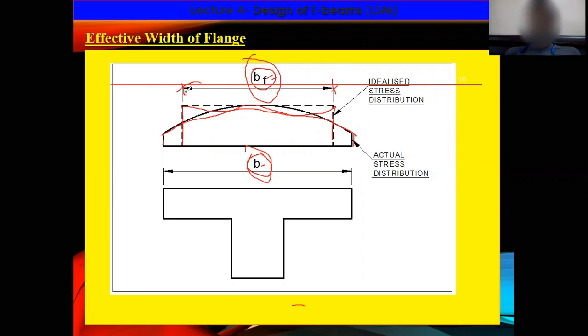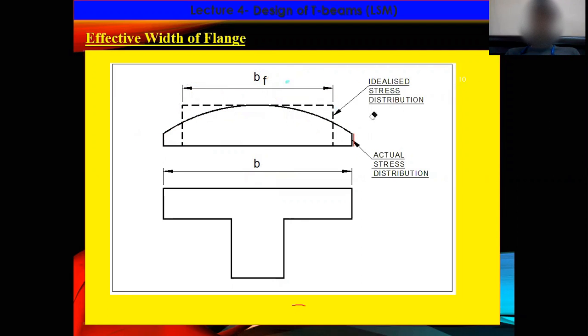So as per IS 456-2000, they provided a procedure to determine the effective width of the flange. Right? So I hope it is clear that, to idealize and simplify, we make the stress distribution block into a rectangular portion by decreasing the actual width of the flange into the effective width of the flange. Right? For simplifying.